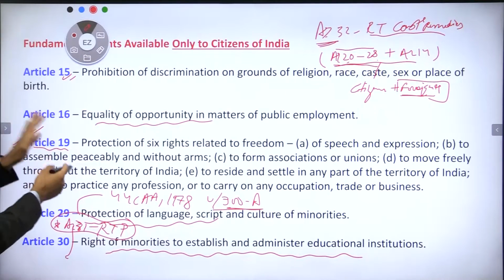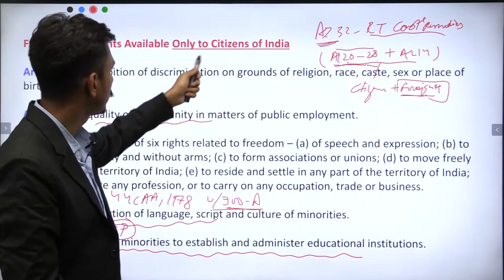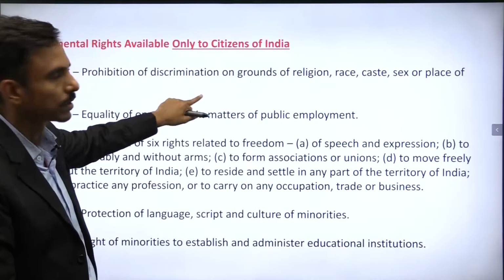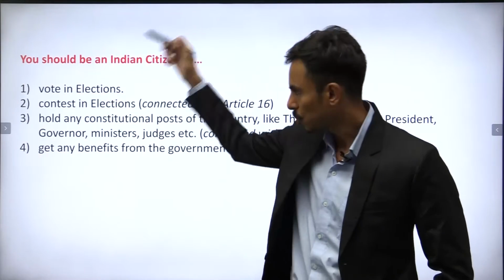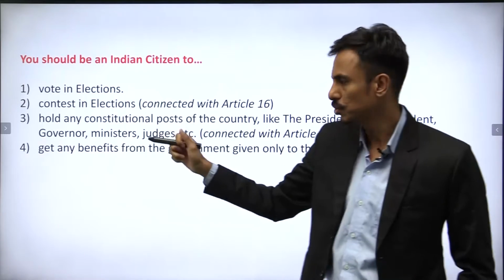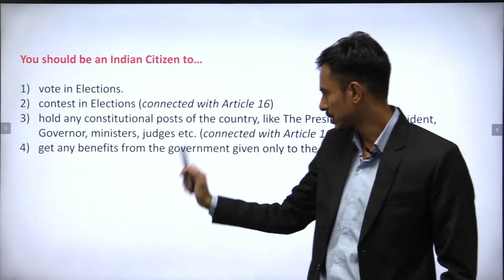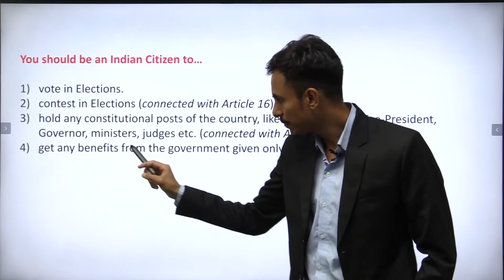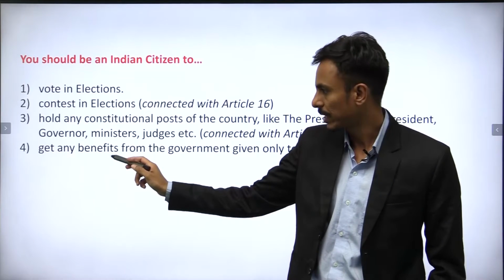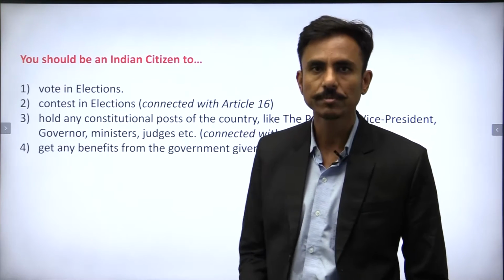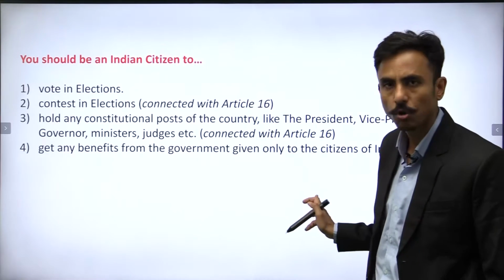So Articles 15, 16, 19, 29, 30, they all are applicable only to the citizens of the country. Guys, you need to be an Indian citizen to vote in elections, to contest the elections, to hold any constitutional post like the president, the vice president, governor, ministers, judges, etc. Plus to get any benefits from the government given only to the citizens of India. The direct benefit transfer schemes, the PDS schemes, they all would be available only to the Indian citizens, right? I hope it is clear.